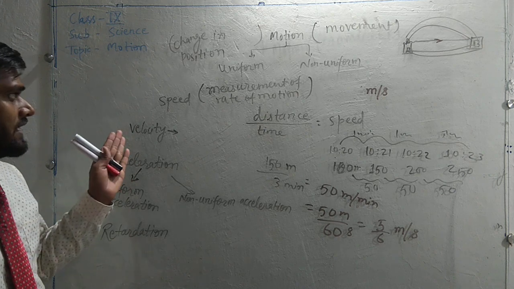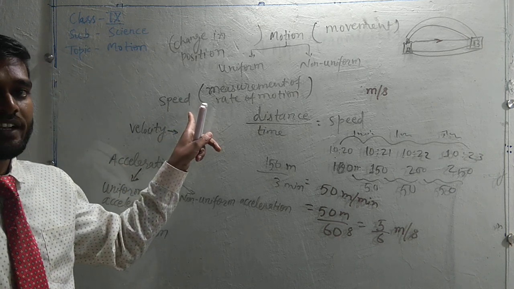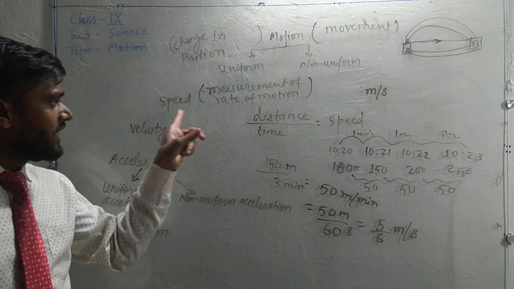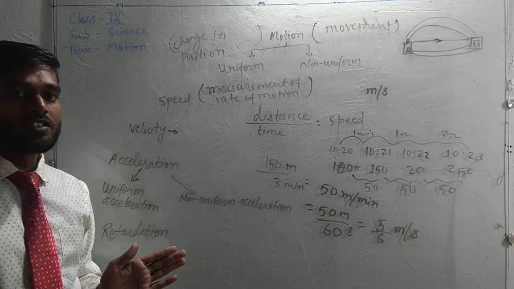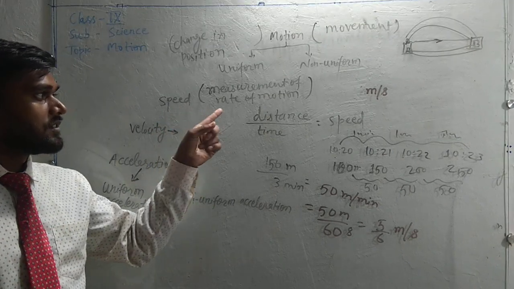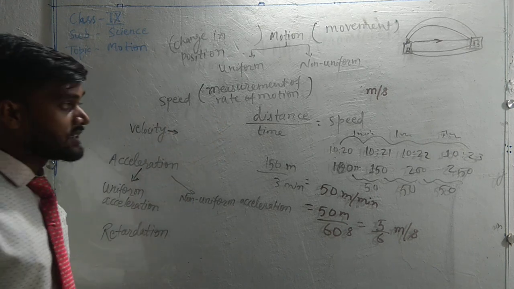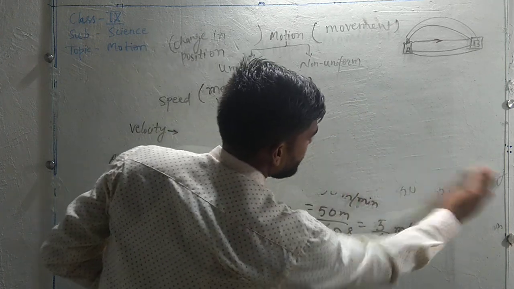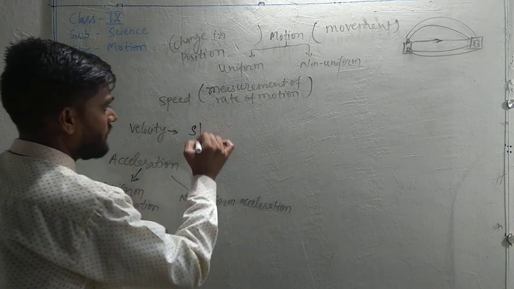Now what is velocity? Velocity is nothing but speed. What kind of speed? Speed with direction. Speed does not concern the direction, but velocity is concerned with direction. So you can define velocity as speed with direction.